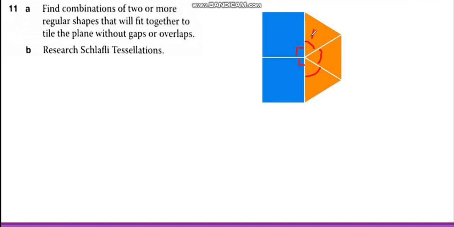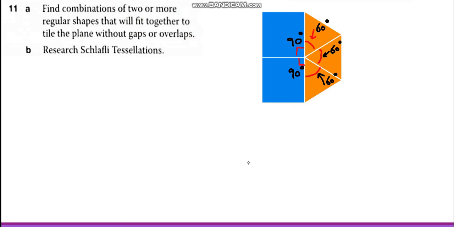Look that all the angles in the regular triangle should be 60 degrees. And similarly in square, we know that the angle should be 90 degrees. And similarly here, 90 degrees. So now if we add these angles, we get 360 degrees. So that is why these shapes can tessellate together.